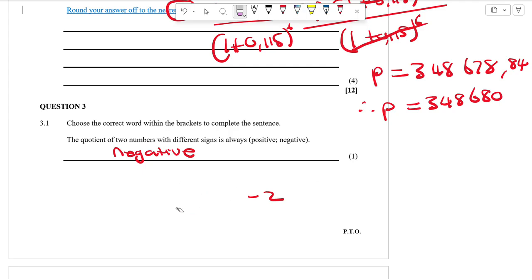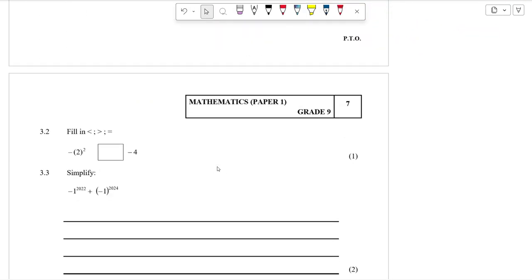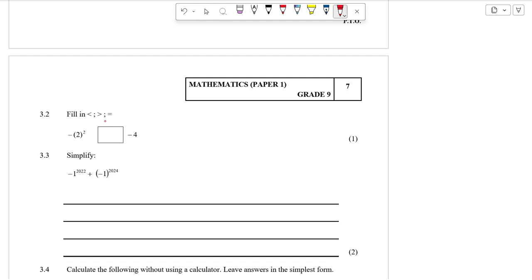And then let's continue. They say fill in greater than, less than, or equals to. So just press this in your calculator. You will find -4. So -4 is the same as -4. So what is the sign here? It is equals to. That's how you make it.